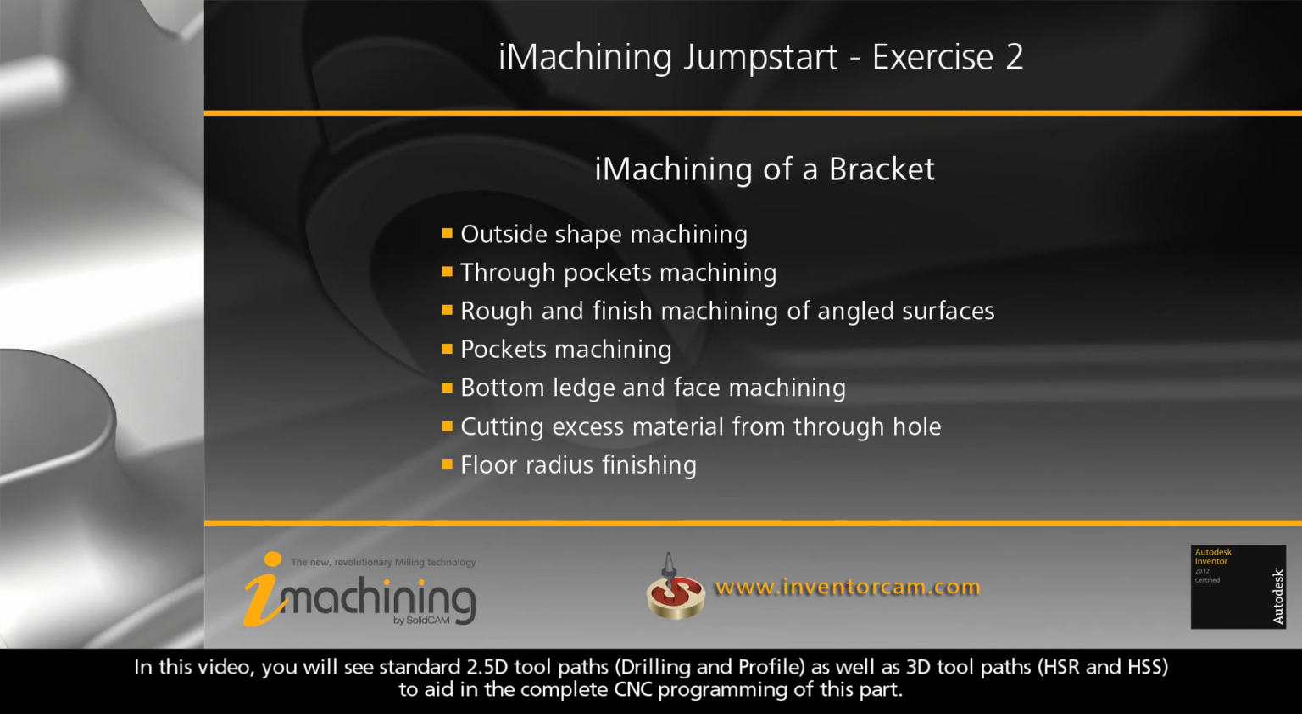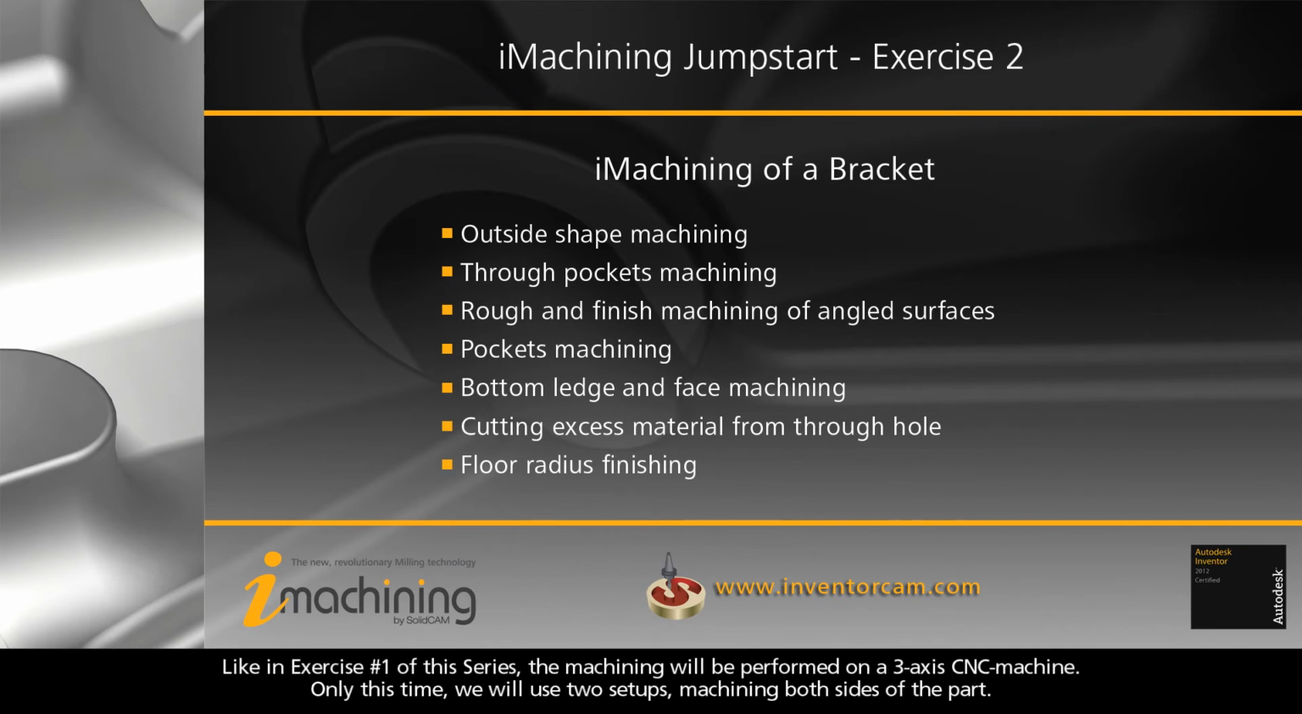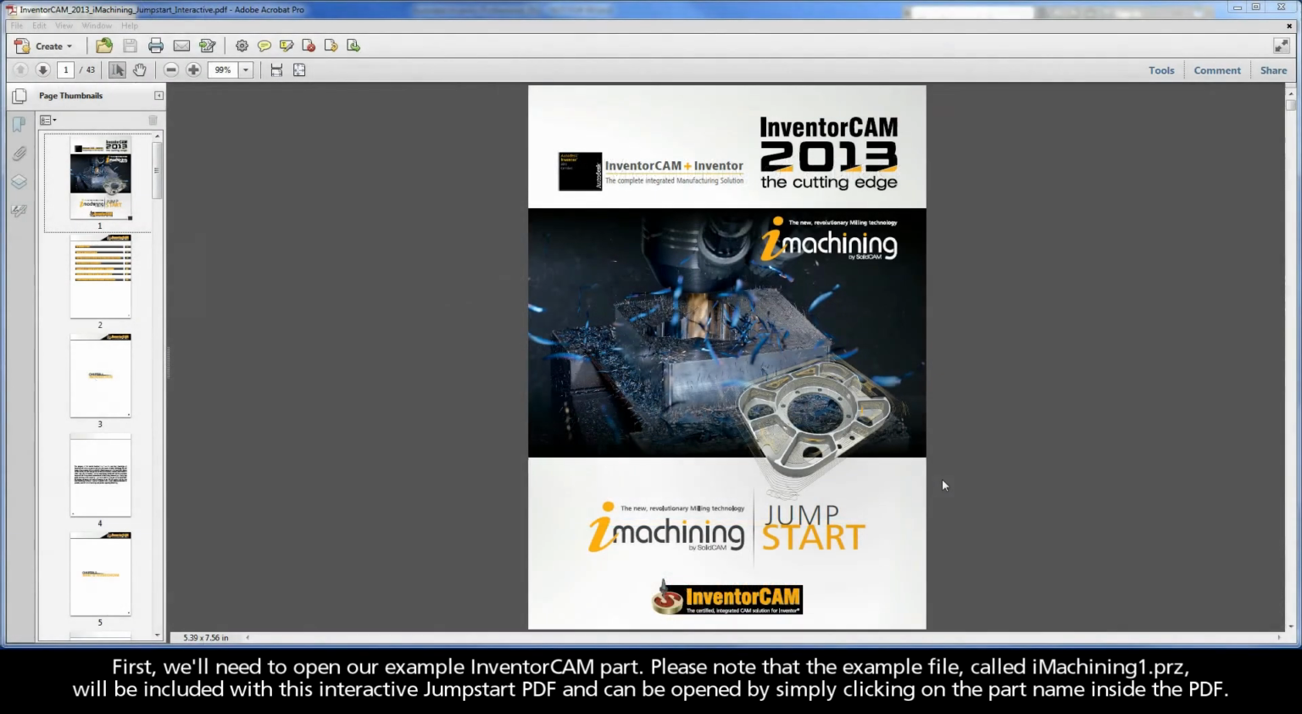programming of this part. Like in Exercise 1 of the series, the machining will be performed on a 3-axis CNC machine, only this time, we will use two setups, machining both sides of the part. First, we'll need to open our example InventorCAM part.